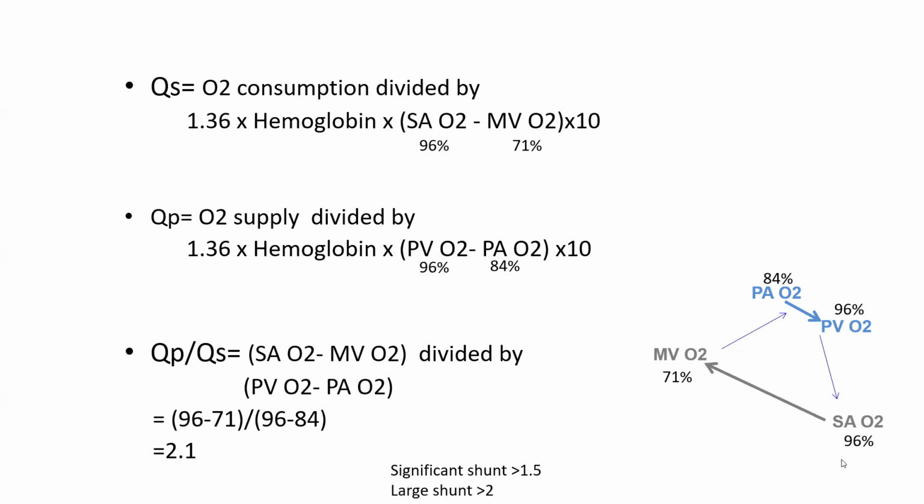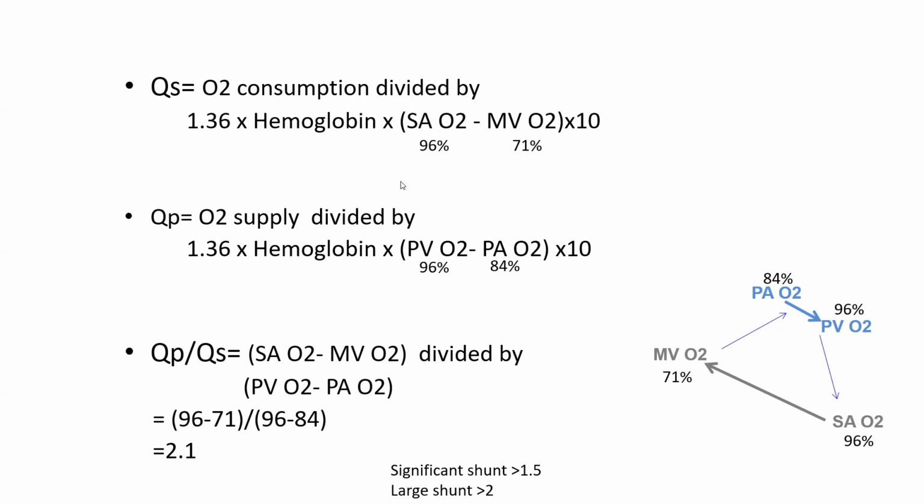So to calculate the systemic flow QS, we use the Fick equation. It's O2 consumption divided by the arterial O2 content minus the mixed venous O2 content, which is 1.36 times hemoglobin times arterial O2 saturation minus mixed venous O2 saturation. And you multiply this by 10 to get the units appropriate. Because if you don't multiply by 10, this is milliliter O2 per deciliter, since hemoglobin is grams per deciliter. So you multiply by 10 to get the O2 content in milliliter of O2 per liter of blood. So to get the units straight. So this is QS.